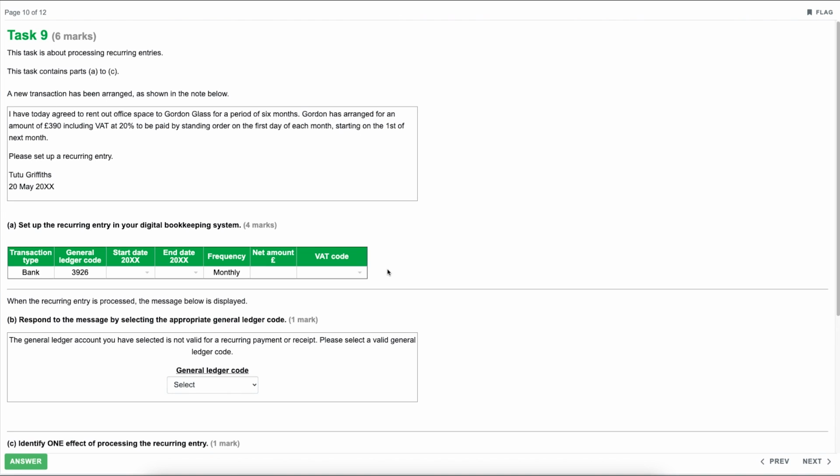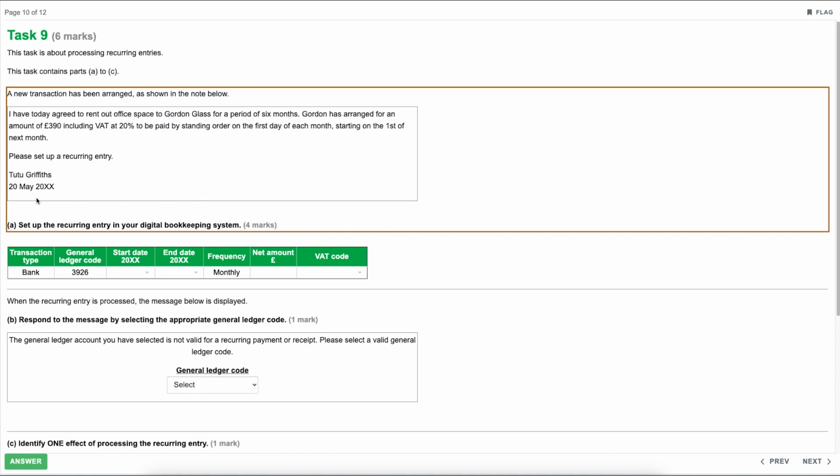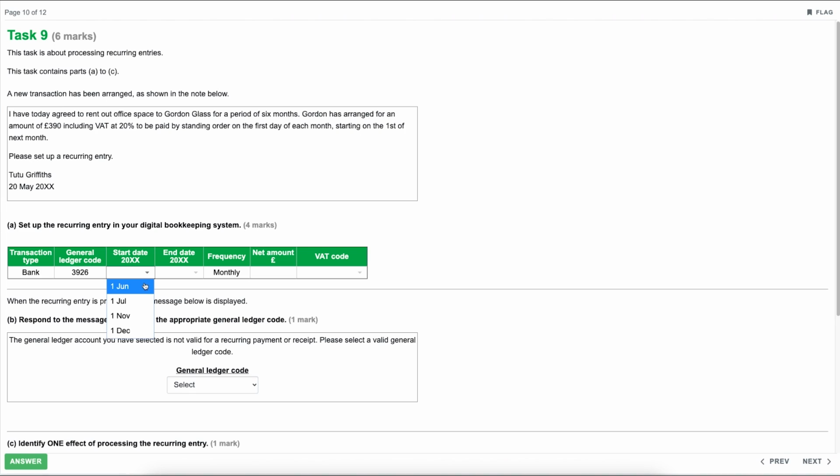Now it states within here, starting on the first of the next month. Bear in mind we're in May. So that would simply be the 1st of June, which is the first of the next month. It then states that it's for a period of 6 months. So our end date would be 6 months from our start date. So that would simply be the 1st of November, obviously 6 months from the 1st of June. It's already filled out that the frequency is monthly.